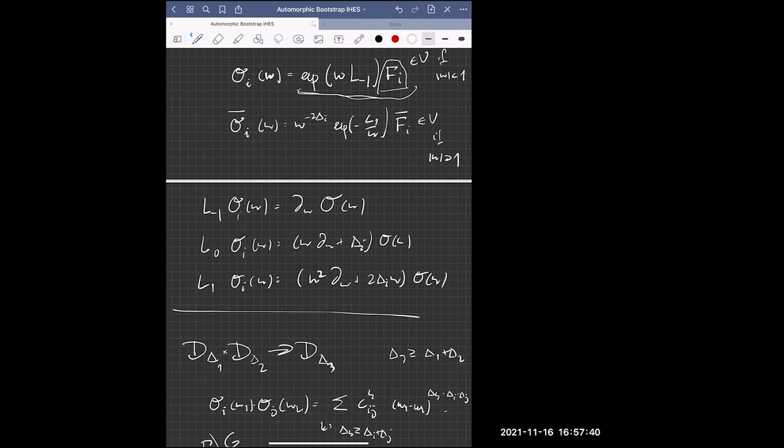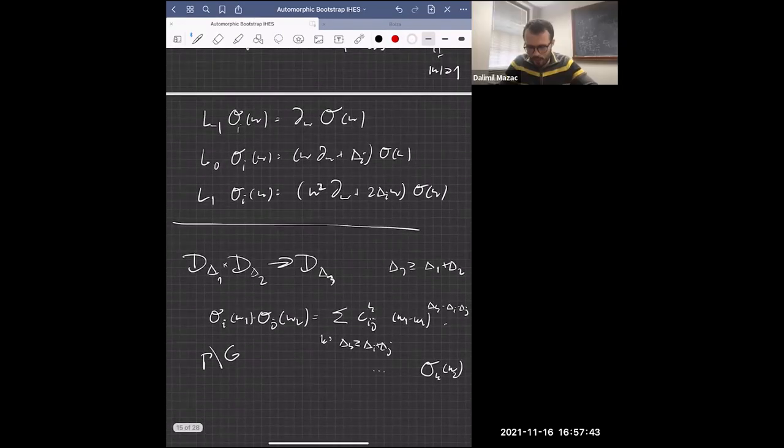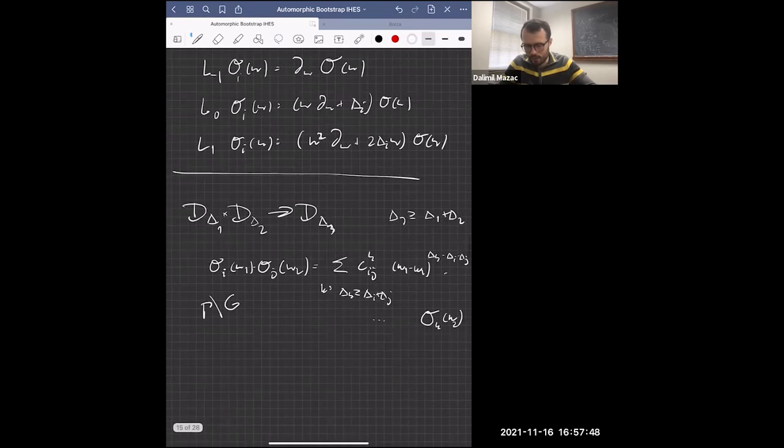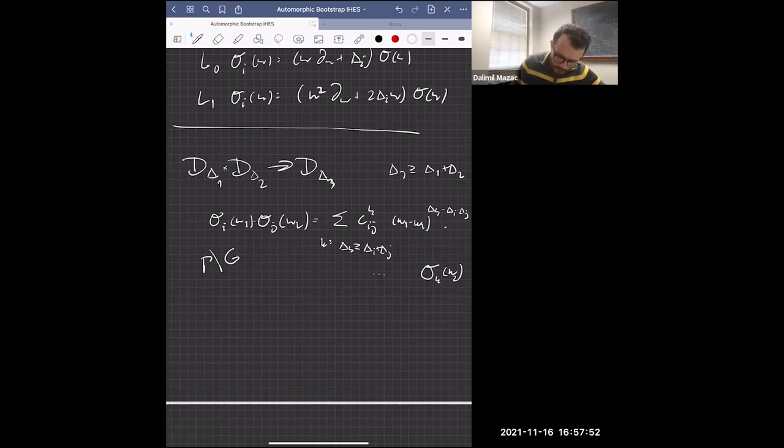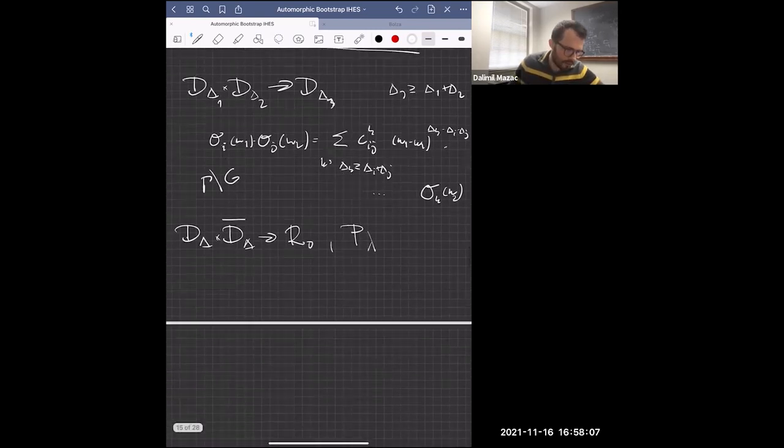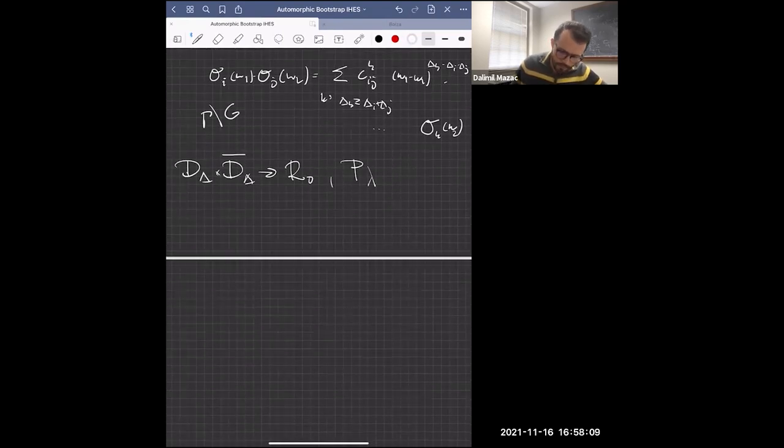Okay, thank you. And now I'm taking two of them, multiplying them together and expanding in a complete set, using the direct sum decomposition. And the claim is that only lowest weight things can appear thanks to representation theory. Now we need to do the same thing for lowest weight times highest weight, then this can map into the trivial representation and the principal series. And this is how the principal series is going to appear for us. That's all I want to say about this.